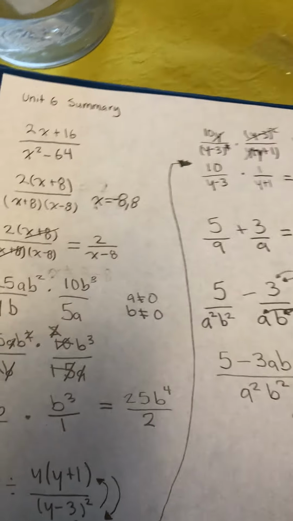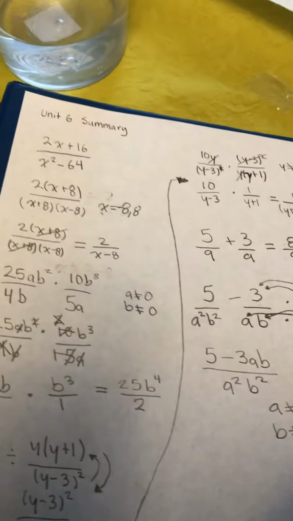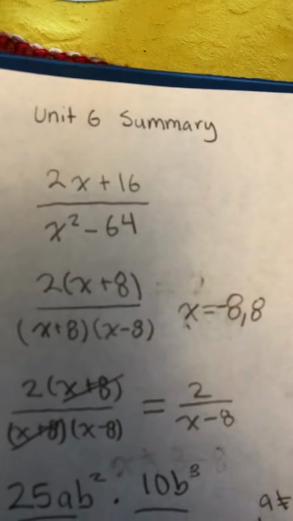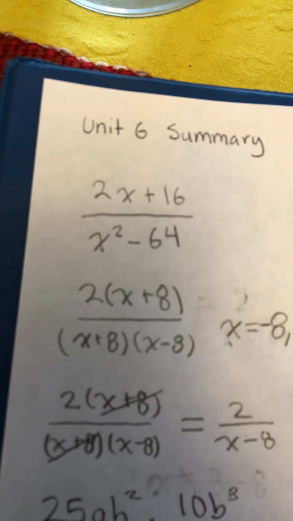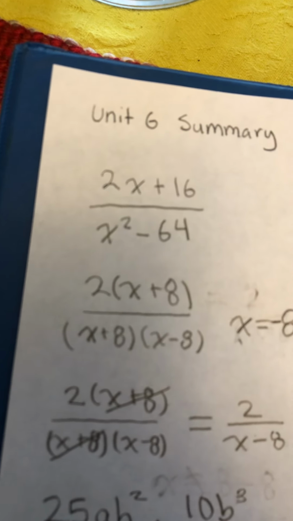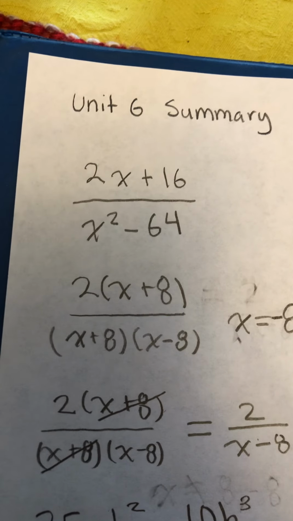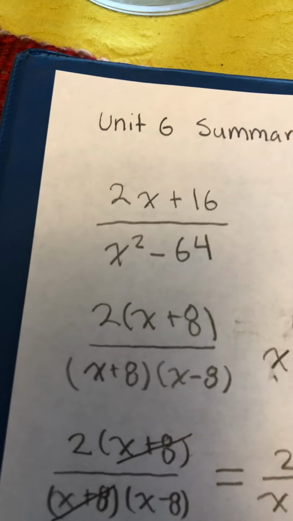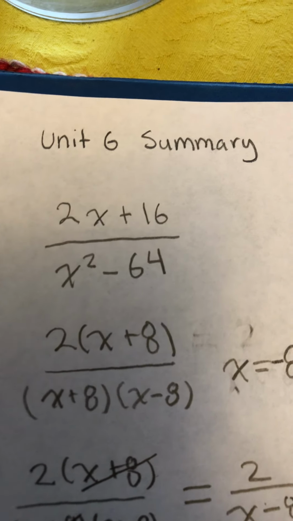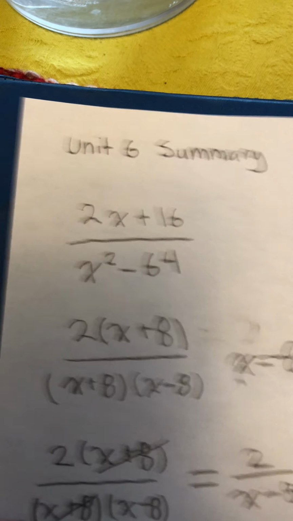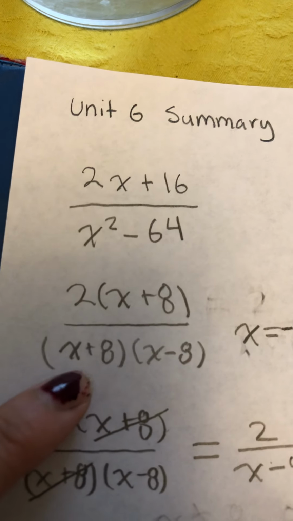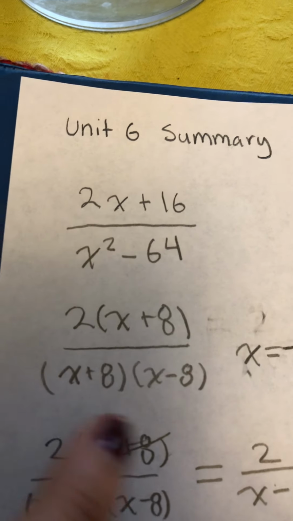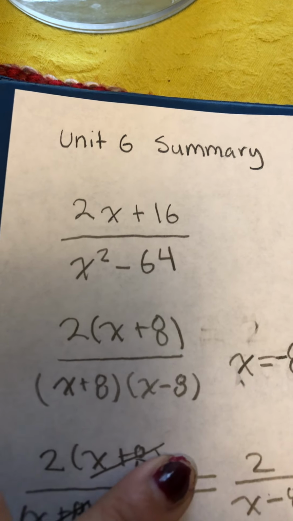Okay, so this is my Unit 6 summary lesson. First, here's this equation. We've got 2x plus 16 over x squared minus 64. If you look at this question, it can be factored. For example, x squared minus 64 is a perfect square of 8 times 8. So we would put that on the bottom, (x plus 8)(x minus 8).